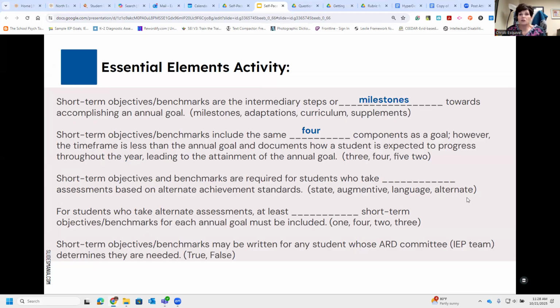Short-term objectives and benchmarks are required for students who take alternate assessments based on alternate achievement standards. For students who take alternate assessments, at least 2 short-term objectives or benchmarks for each annual goal must be included. Short-term objectives or benchmarks may be written for any student whose ARD committee determines they're needed. True or false? That's true.